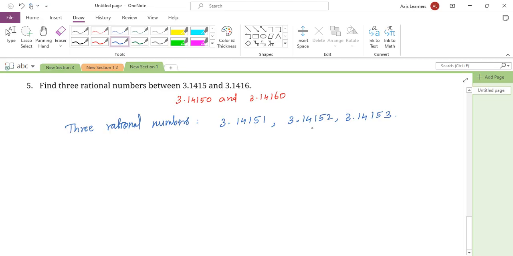I already told you, no. So there are infinitely many numbers in between two rational numbers. Already we have 2 rational numbers. So I have written 3 rational numbers between these two. Okay, these 3 numbers lie between these 2 numbers.